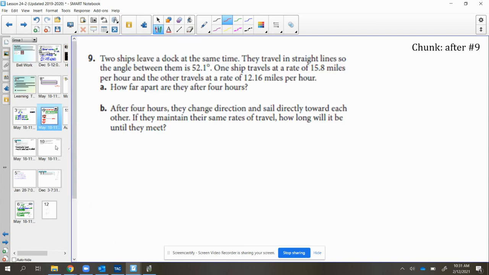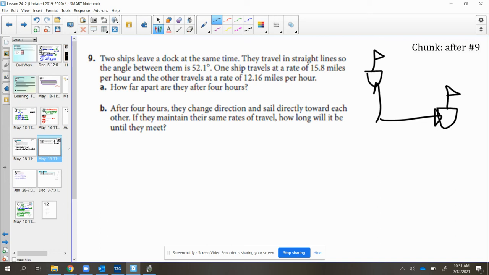Okay. All right, our last problem of today is dealing with a word problem, and the first part here, and this is on page 328, you're going to want to draw a picture. Okay, so notice we have two ships leave the dock at the same time. So here's ship one, here's ship two, here are my ships. You know, I'm very artistic. You see our ships, right? And it says that they travel in two straight lines so that the angle between them is 52.1 degrees.